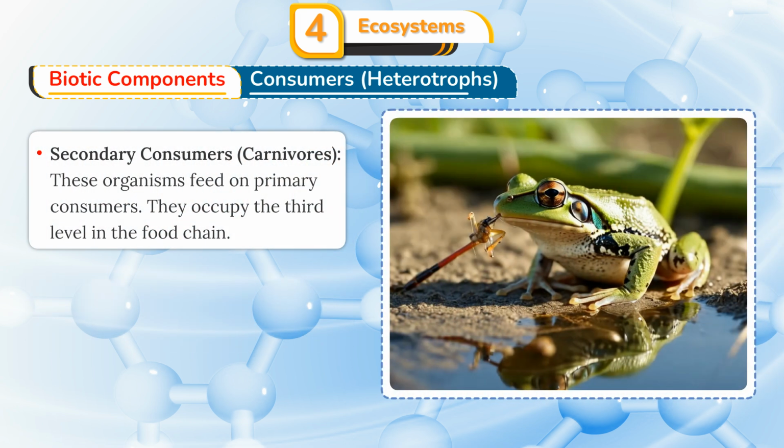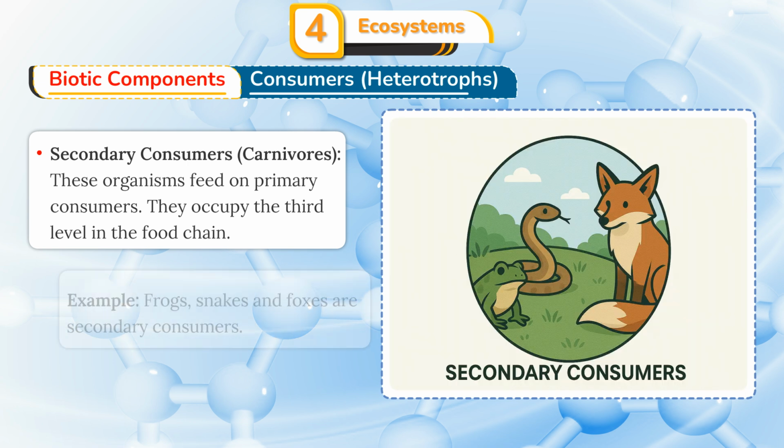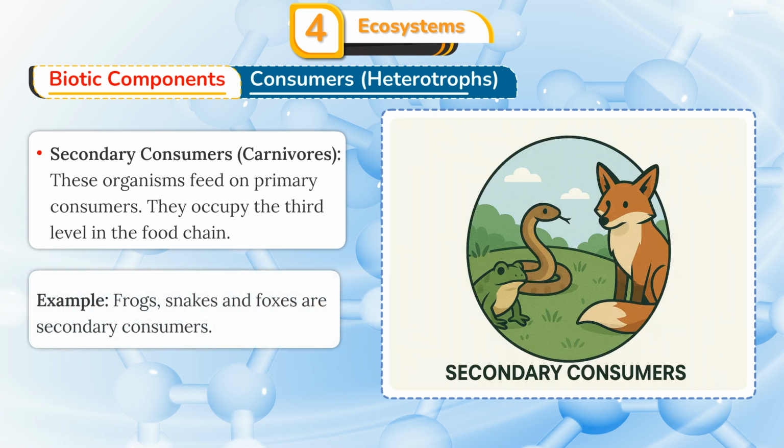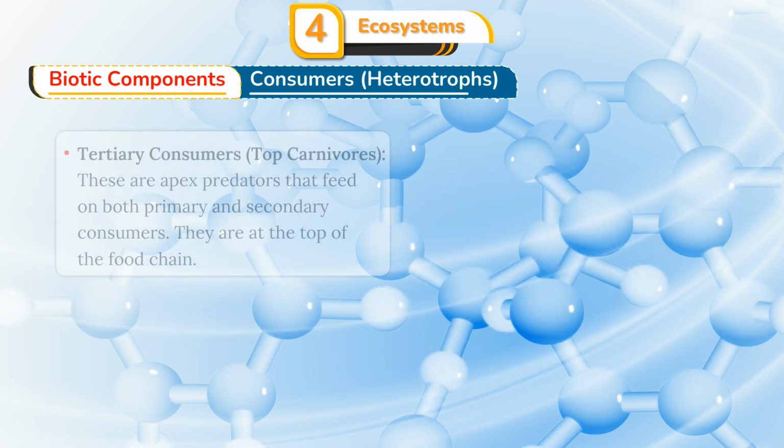Secondary consumers, carnivores. These organisms feed on primary consumers. They occupy the third level in the food chain. Example: frogs, snakes, and foxes are secondary consumers.